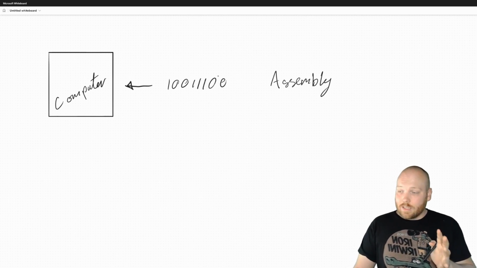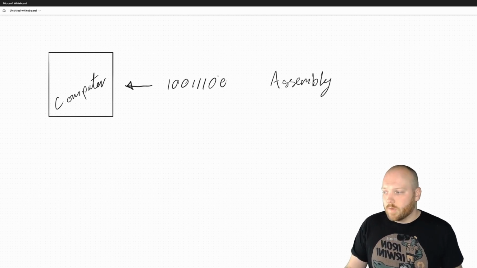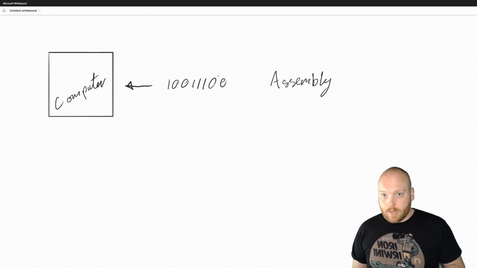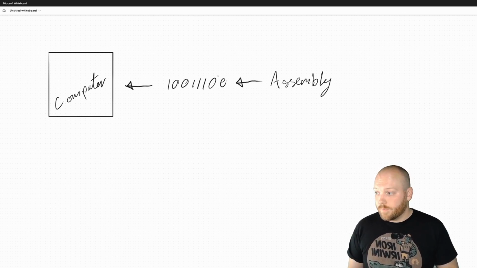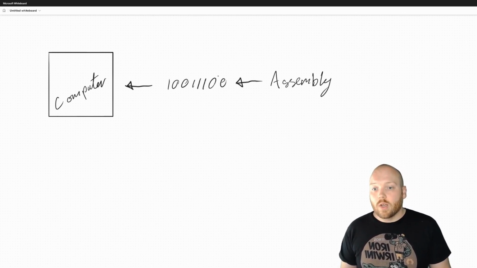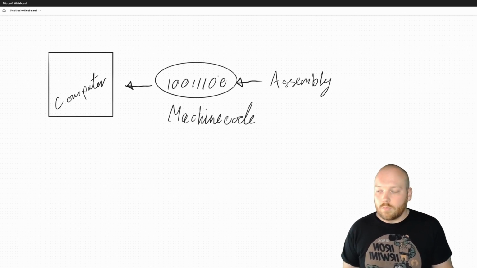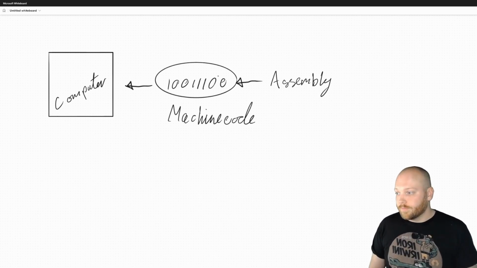Assembly technically is human readable. They use words and abbreviations that you can recognize, which then can be translated into zeros and ones. This, by the way, we call machine code. That is a term you'll probably run into as a programmer. Machine code means zeros and ones. That's what the computer is going to run.